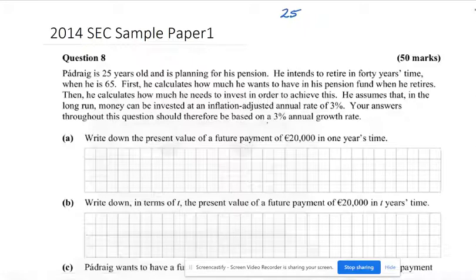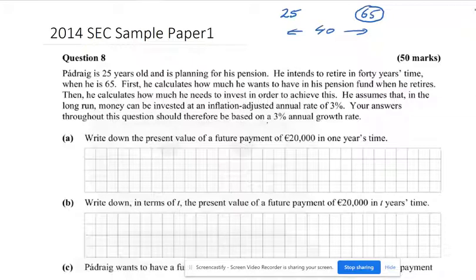So we'll write down that and we'll make our own timeline on top here of what's happening. So when he's 65, he retires, and that's a 40-year gap. Now, there are two main parts to this question. First, he calculates how much he wants to have in his pension fund. So that'll be the first part of the question, finding out how much he needs to have in here on his date of retirement. And the second part is how does he get that money in there, because it says then he calculates how much money he needs to invest in order to achieve this.